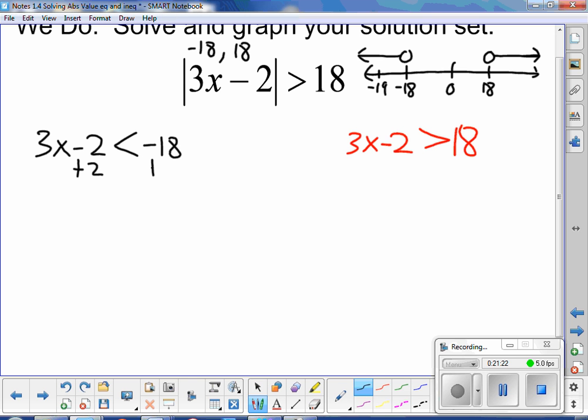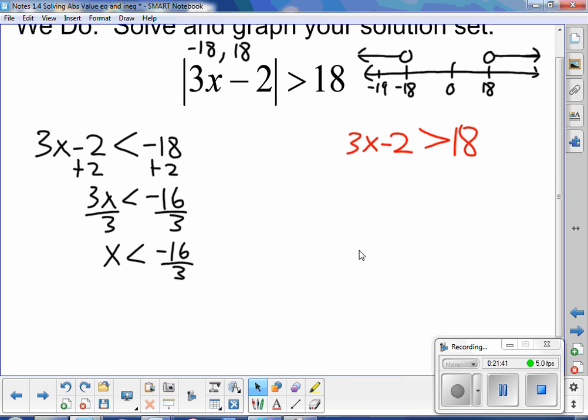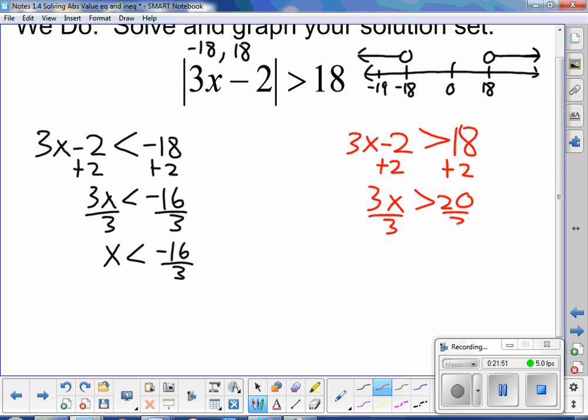So plus 2, 3x is less than negative 18 plus 2, which is negative 16. Then we divide by 3. X is less than, that does not simplify, so negative 16 over 3, leave it like that. Other side, do it in red, plus 2, 3x is greater than 20. Divide by 3, x is greater than, that does not simplify either, so that's going to be 20 over 3.